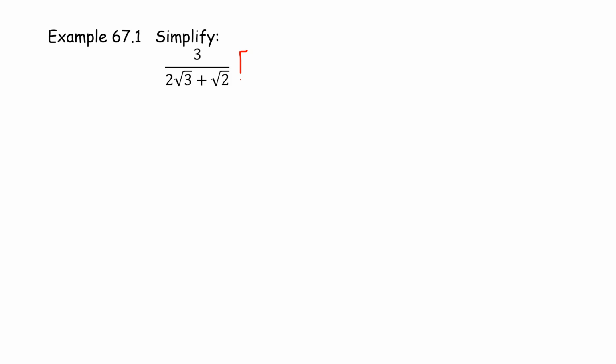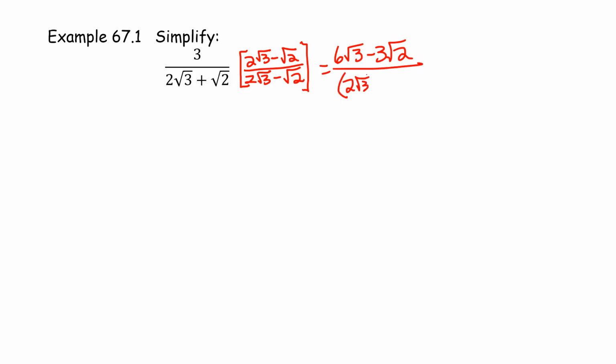So I'm going to multiply the top and the bottom of this fraction by the conjugate of the denominator. So 2 square root of 3 minus the square root of 2 over 2 square root of 3 minus the square root of 2. Because when you multiply two conjugates, you get a difference of squares. And a difference of squares is not going to have these square roots in it because they will be squared. So the numerator, we have to distribute the 3. So we'll have 6 square root of 3 minus 3 square root of 2. And then in the denominator, we're going to have the first thing squared minus the second thing squared.